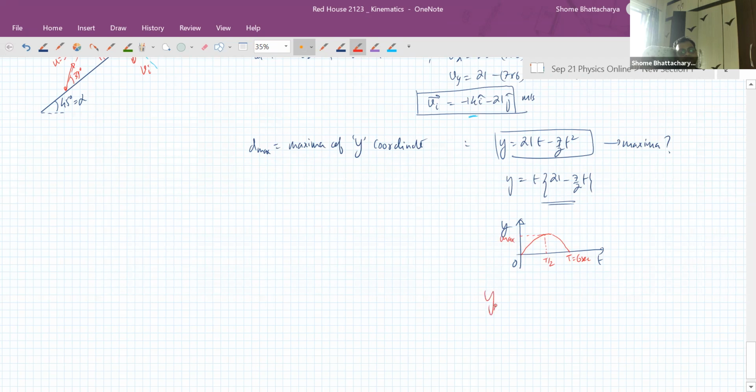So y's maxima is going to be the value of y at 3 seconds. So just substitute that 3 over here. So 3 into 21 minus 21/2, that will be, right? So that is 63/2, or 31.5, sorry, not 31.25. So 31.5 meters is going to be that maximum distance.